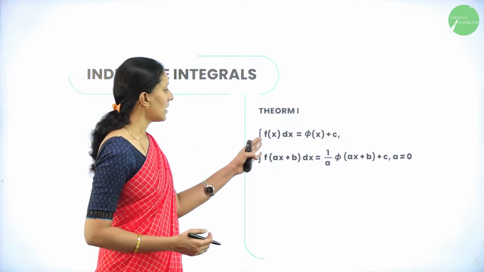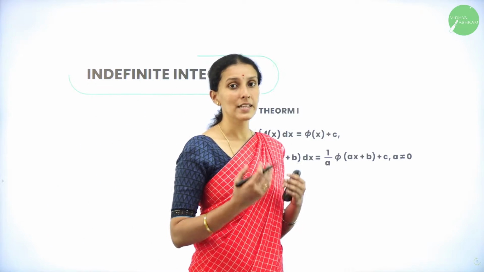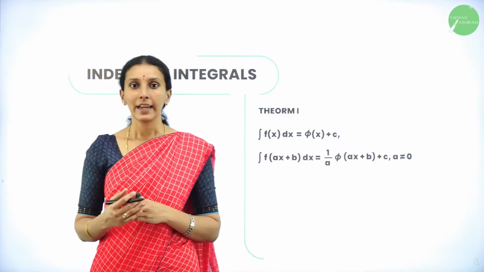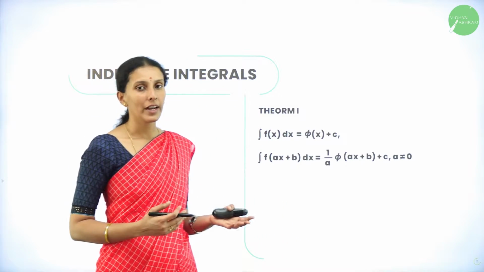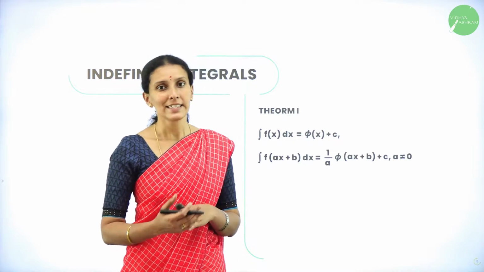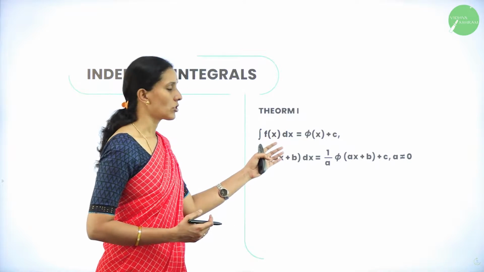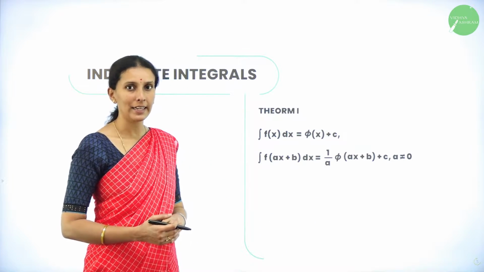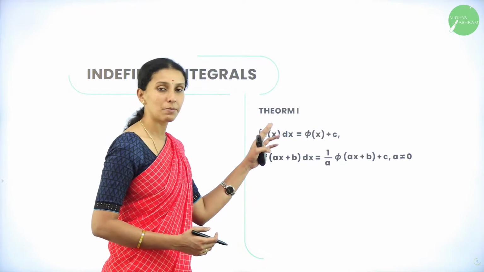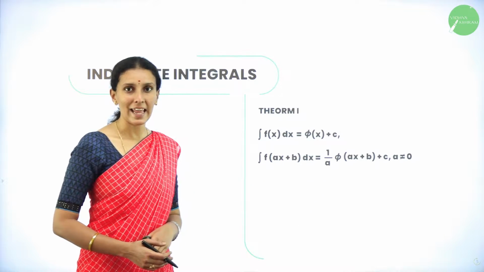Suppose any function is given, you have already learned integration of sine x is minus cos x, integration of cos x is sine x, integration of cosecant square x is minus cot x, integration of secant into tan is secant x. Like that, we have integration of a function which gives its antiderivative. Suppose any function is in this form f of ax plus b, then we can write it as 1 by a phi ax plus b.